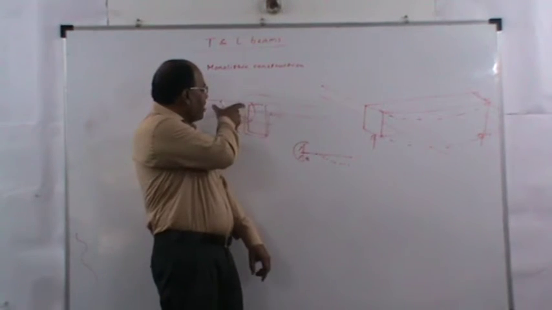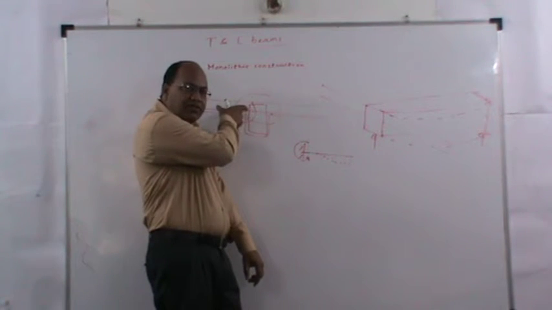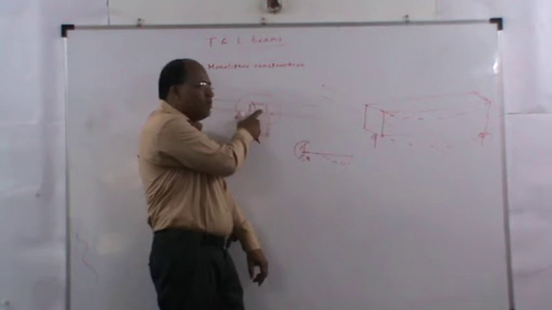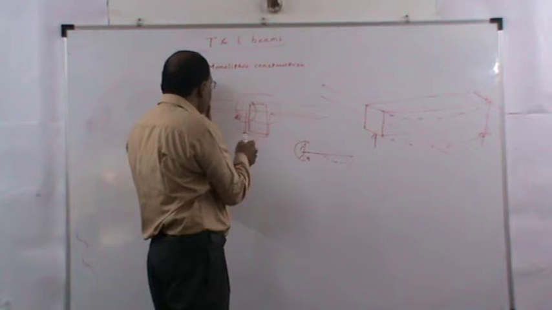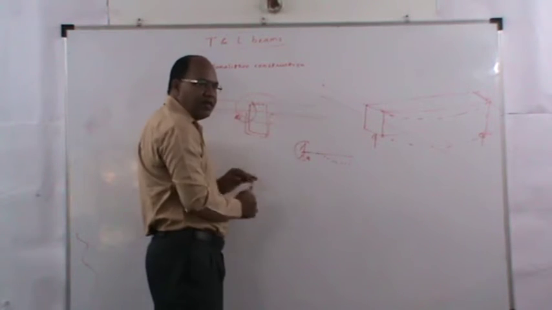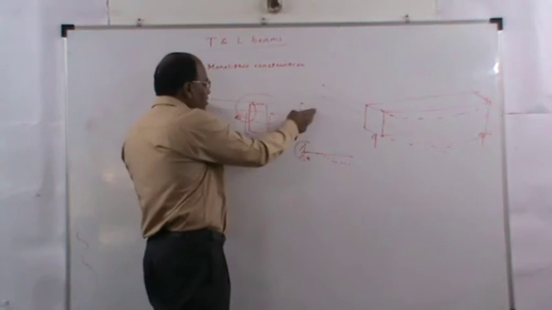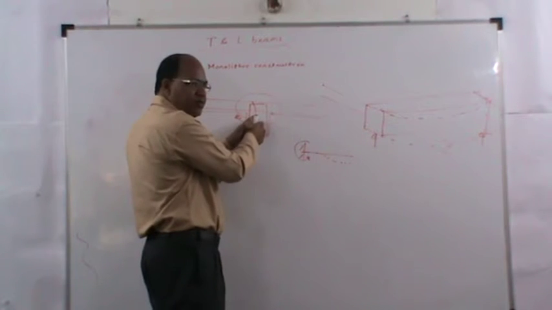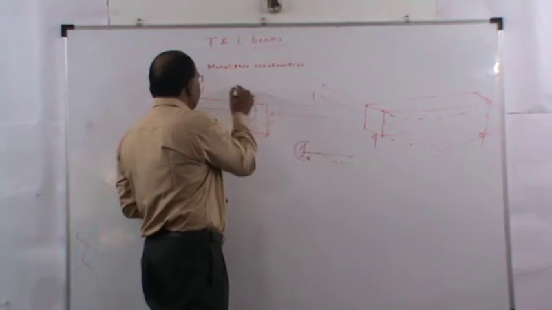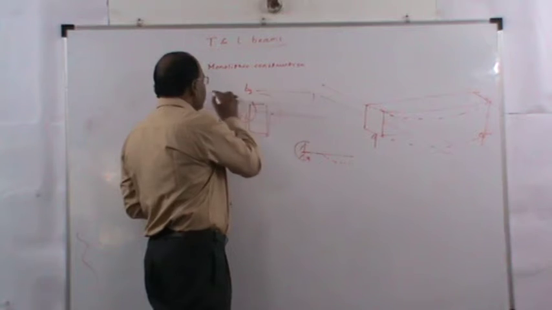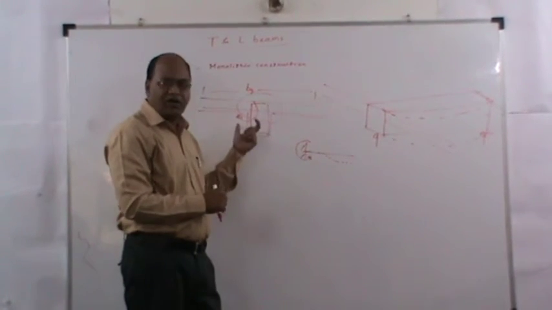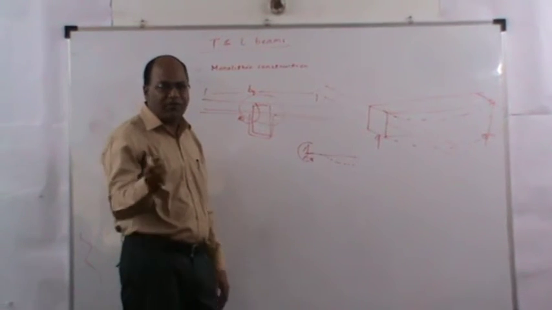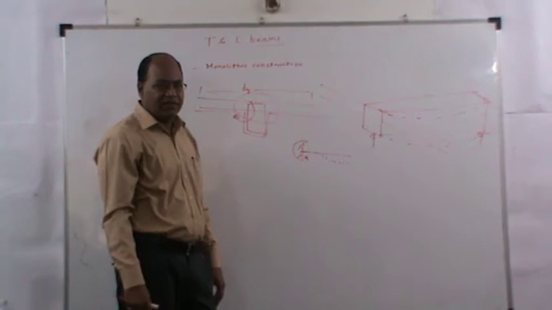So some part of the slab, that is some length of the slab, acts together with it. Some length of the slab on this side, some length of the slab on that side. Both of these lengths act together with this beam, and this length is called the breadth of flange. To get this breadth of flange, you will have to adopt a certain formula. That formula is given in IS 456.